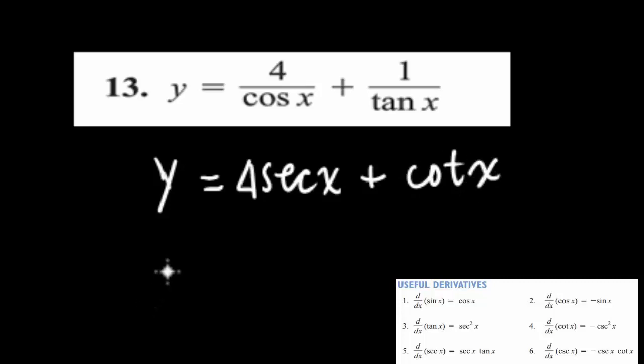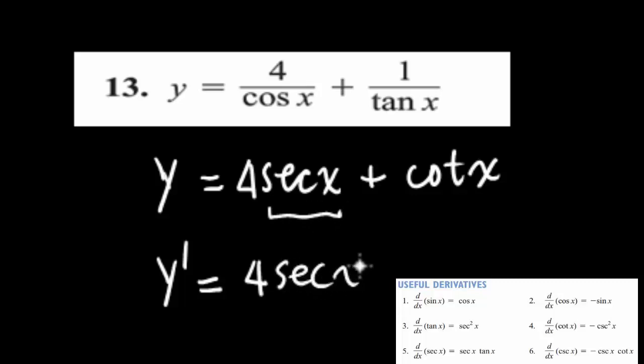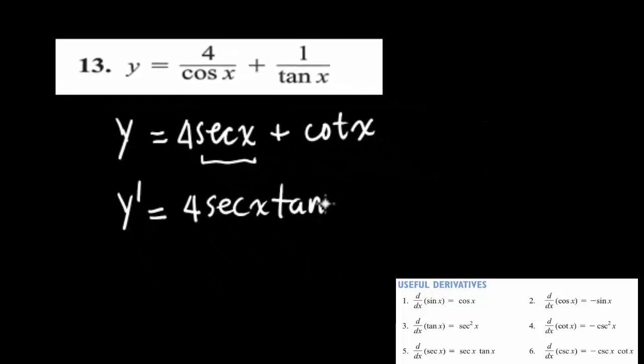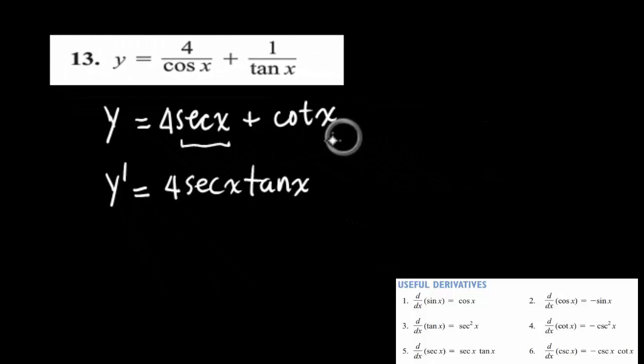Yes, indeed. So we take y prime equal to 4 times, what's the derivative of secant? It's secant of x, tangent x. And then what's the derivative of cotangent of x? It's negative cosecant squared x. And there you have it.